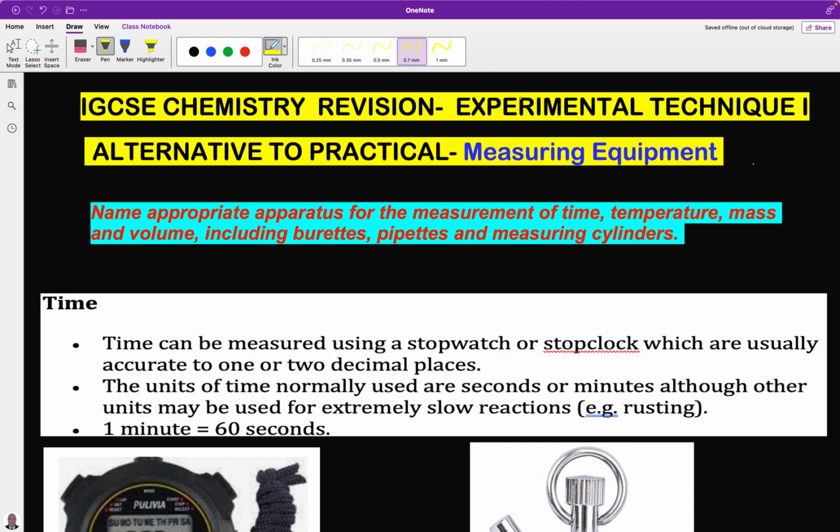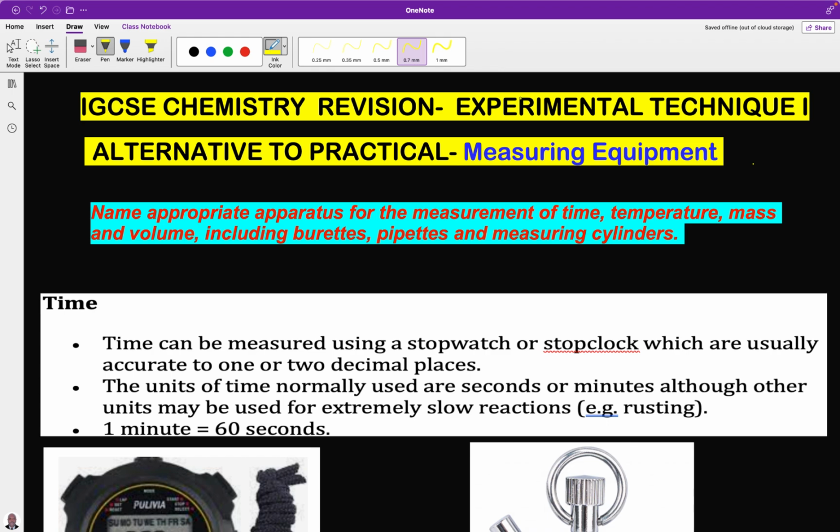Now, let's start with this. Name appropriate apparatus for the measurement of time, temperature, mass, and volume, including burettes, pipettes, and measuring cylinders.